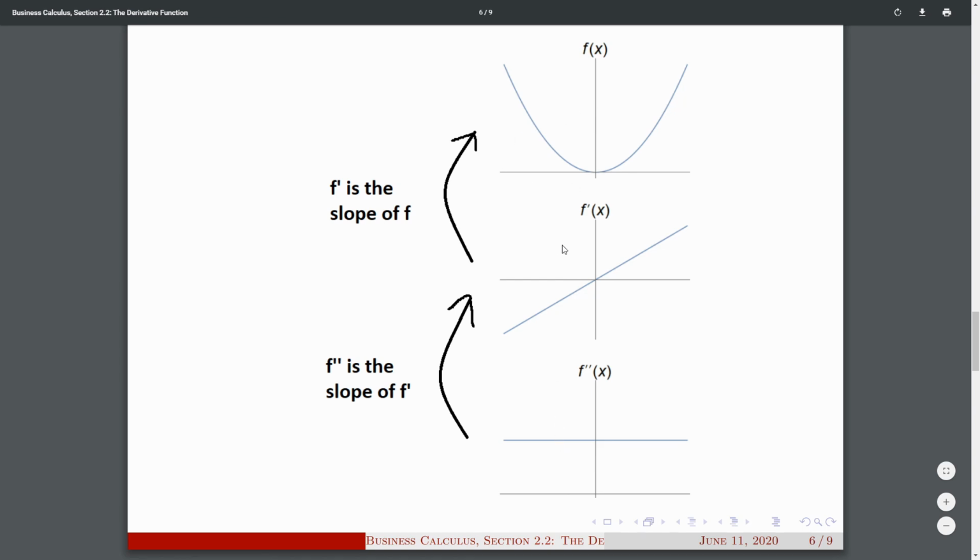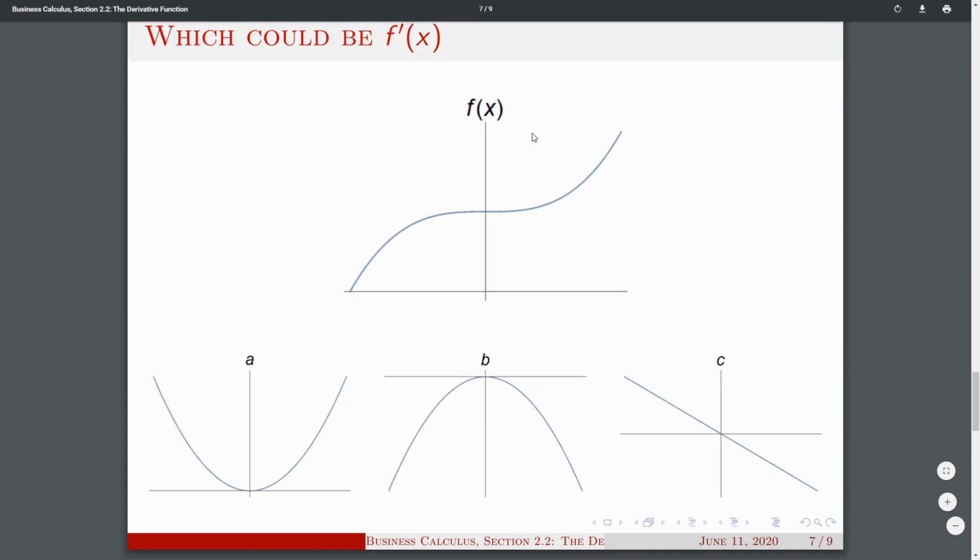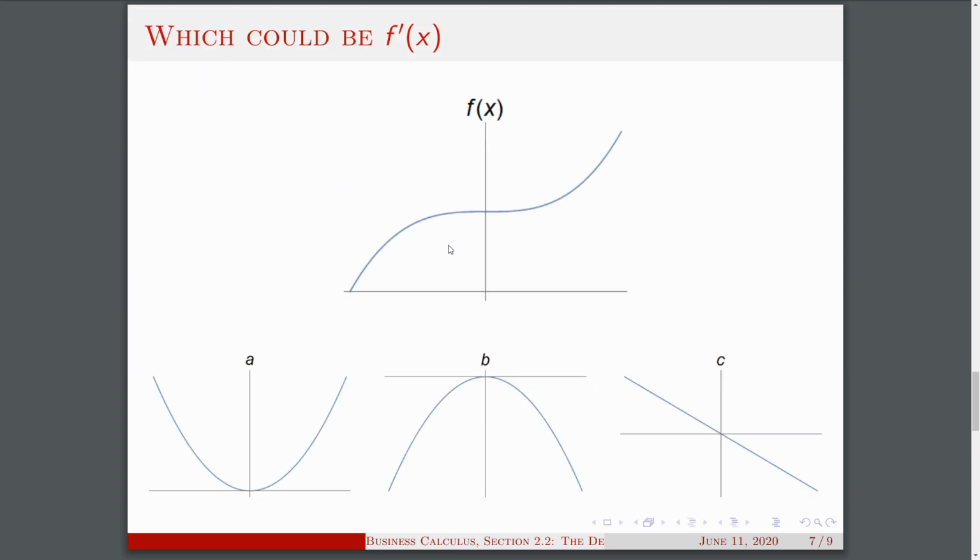Each time we take the derivative, that tells us how the previous function is changing. It will turn out that the second derivative tells us about the concavity of this function here. We will talk about that later. Very soon.